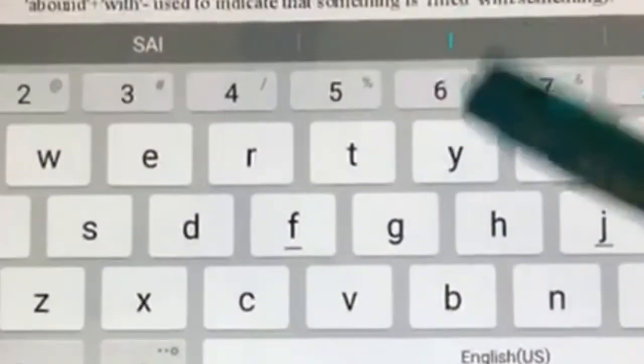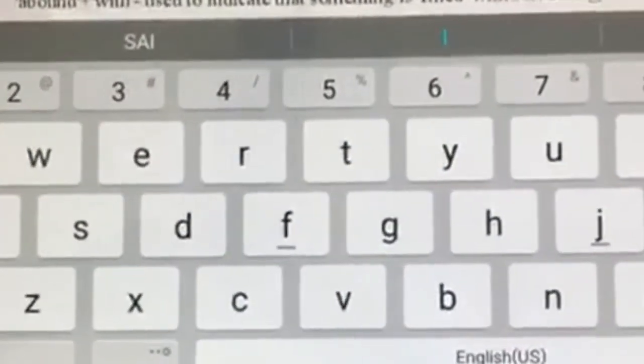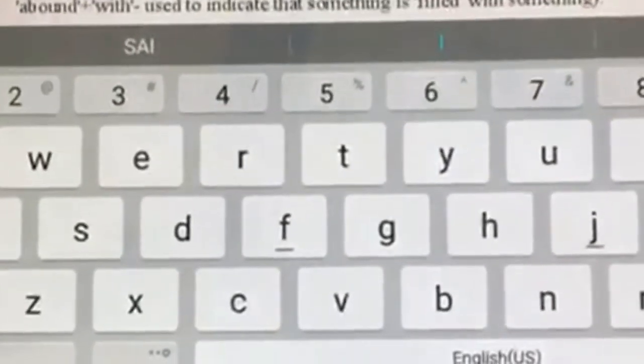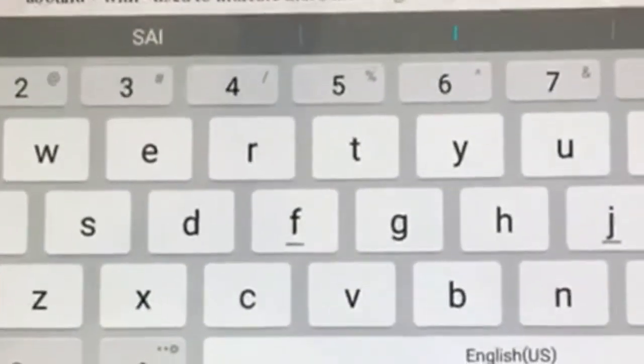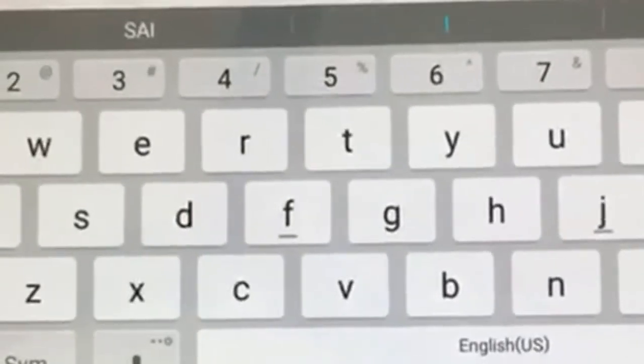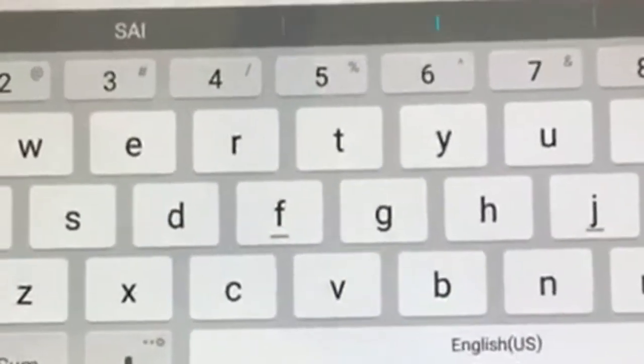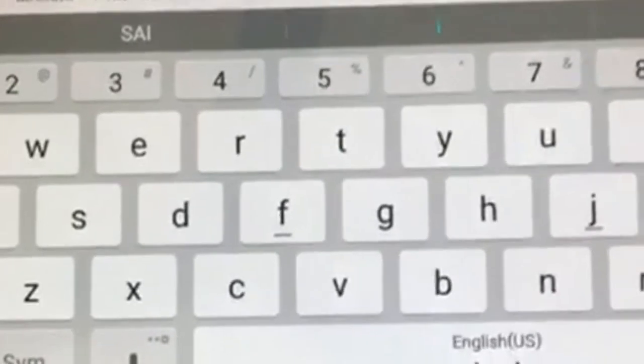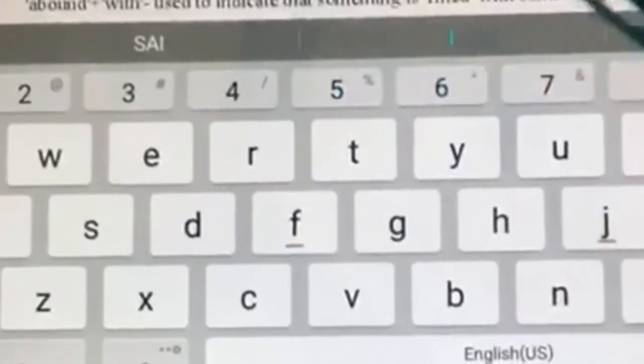When I want to say abound with, I will use abound with when I want to say that something is filled with something. Okay? So, what should I say? What example can I give you here? Let me think about it. If something is filled with something. Yeah, so, okay, let's look at this example itself.